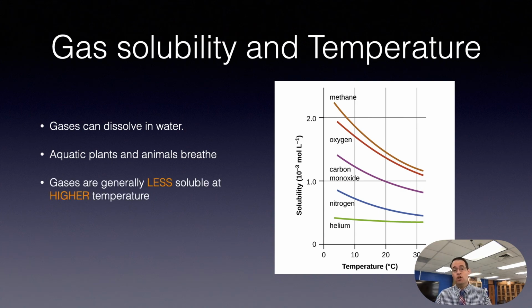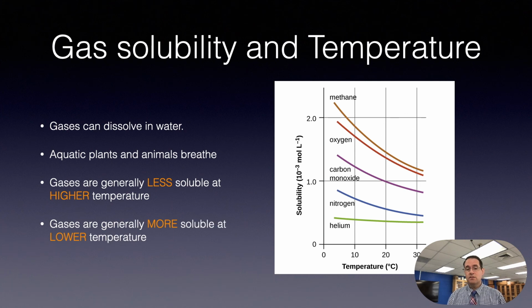Now, gases are less soluble at higher temperature. Very key point. So all of these gases, if you look at the curves that go down to the right. Also, gases are generally more soluble at lower temperatures. Okay, so if we're looking at oxygen, for example, oxygen is going to be more soluble at low temperature. So think about a lake. In the wintertime, is it going to have more or less oxygen than a lake in the summertime?